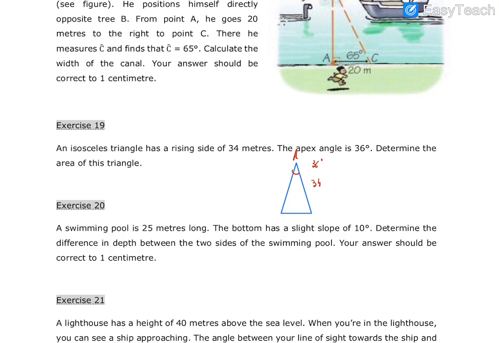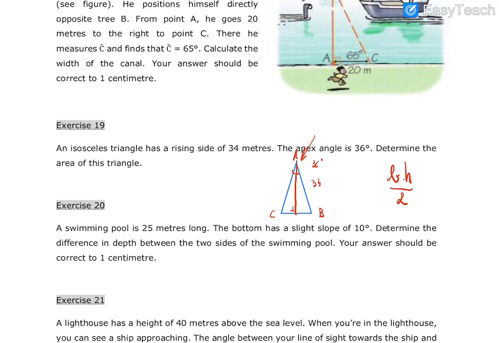But for the apex angle, you have to keep in mind that if you are going to draw a height, this height is not only the perpendicular bisector of the base, middellijn van de basis. It is also the angle bisector. Het verdeelt hier die bovenste hoek ook in 2 stukjes van 18 graden. Well then, it is no problem to calculate the area, because we know that the area is base times height divided by 2.